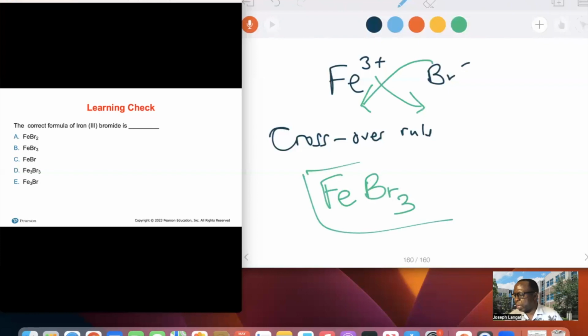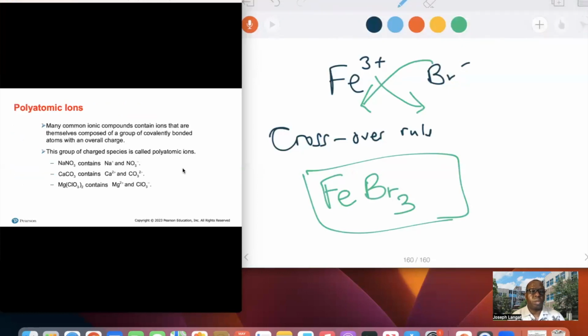Look at how I ended up with the correct answer here, which is Br. It's B. This is FeBr3. Some folks might think that the 3 is for iron, and they just put the 3 in between the two here and say this is correct. No, you have to use the crossover rule.